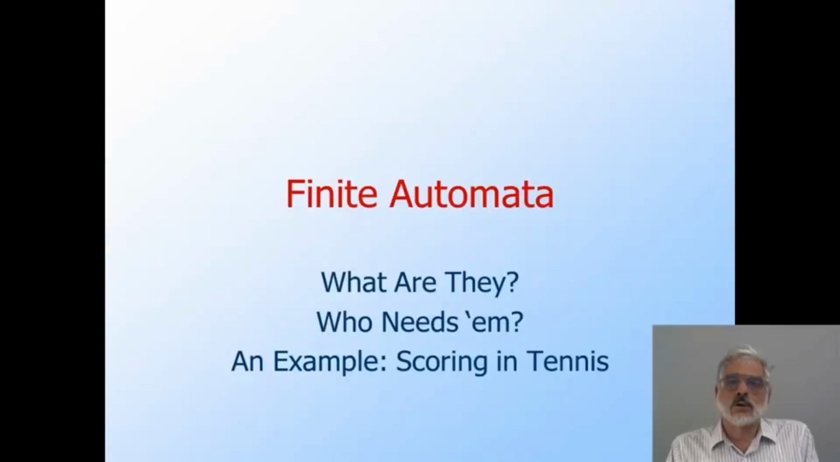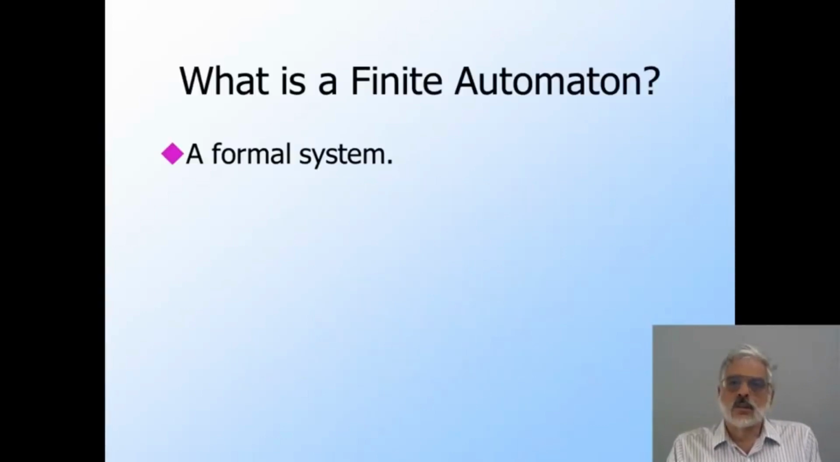Today we begin with an informal introduction to finite automata. I'll offer some brief remarks about their uses and then move to an extended example of an automaton that describes how a game of tennis is scored. The finite automaton is a mathematical model, but fortunately it is a model that should be quite familiar. You can think of it either as a graph or as a table.